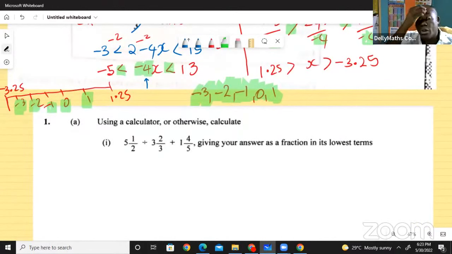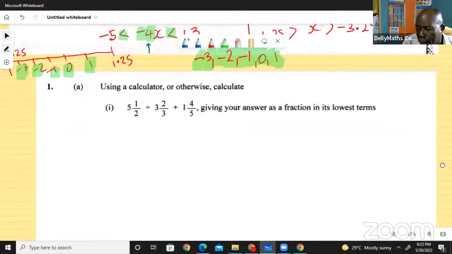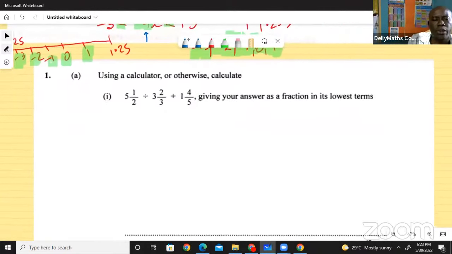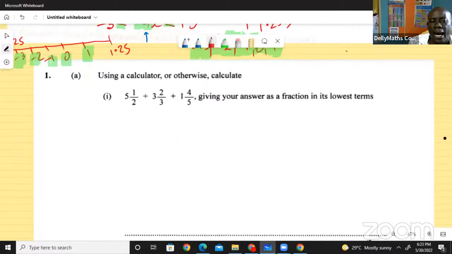All right, so next question. The next question now, we still have some number ones and some number twos. That's where we are, right? So the next question says use a calculator or otherwise, all right? So we're going to do the otherwise. We're going to work these out. Calculate 5 1/2 minus 5 1/2 divided by 3 2/3 plus 1 4/5, right? Plus 1 4/5.